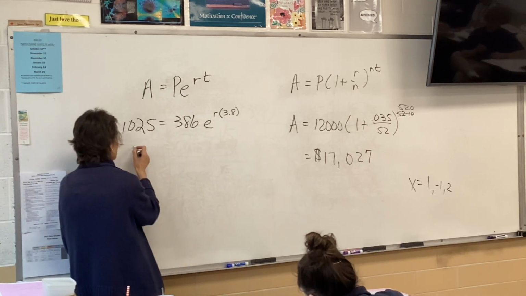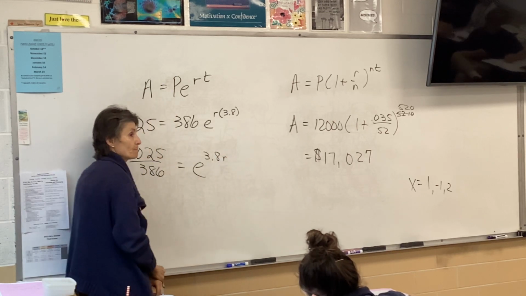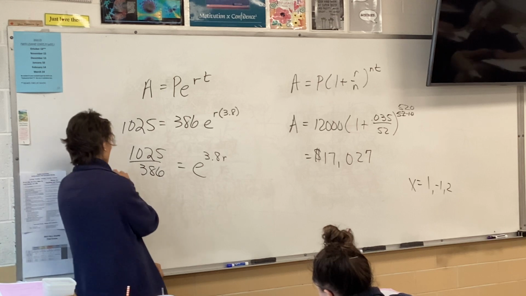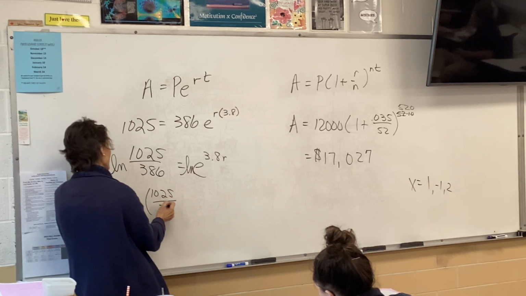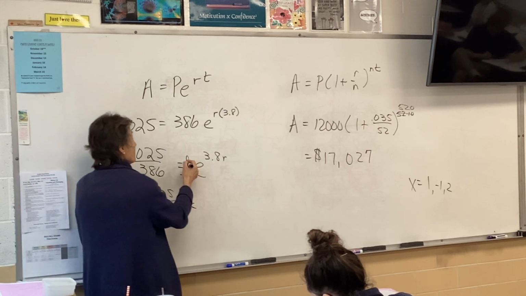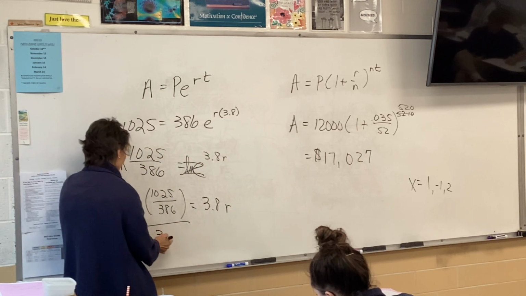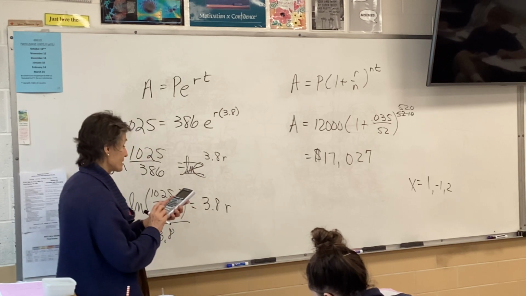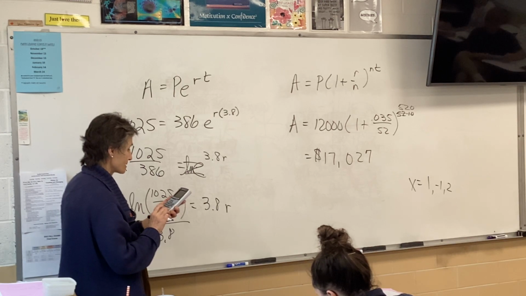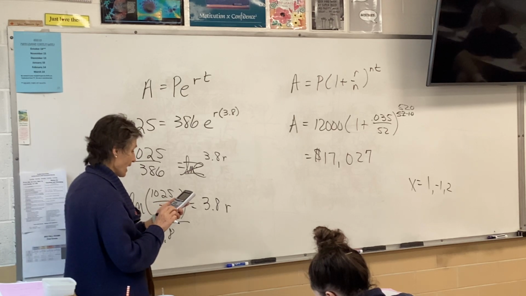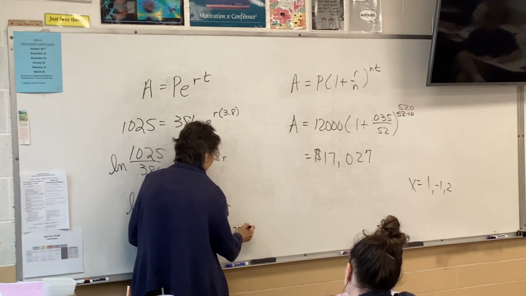Divide by 386. This is one where I'm going to have to divide first. Okay. And then ln both sides. ln both sides. And the ln stays over here. Some of you guys cancel stuff out, crazy. That doesn't go anywhere, that stays. This cancels and leaves you with 3.8R. Divide by 3.8. So we're just gonna divide by 3.8 and round it to the nearest thousand. So ln 1025 divided by 386. Then divided by 3.8. I got to the nearest thousand, 0.257, that's an easy one.